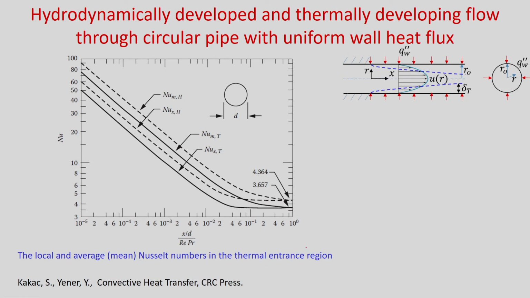Now, the local and average Nusselt number for the thermal entrance region, where q double prime w is constant. For this case, if you plot against x by d, which is your 1 by Graetz number, the Nusselt number decreases in the developing region, and once it becomes fully developed it becomes constant. So, you can see that for high Graetz number you get the developing region.